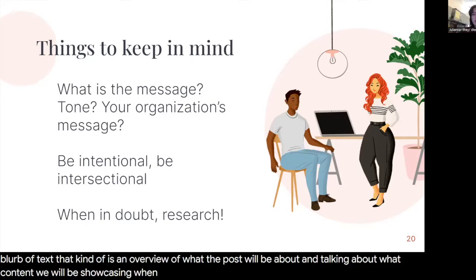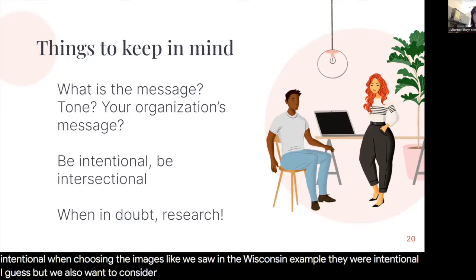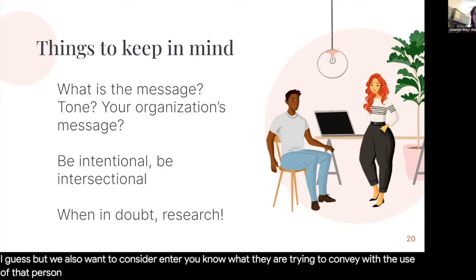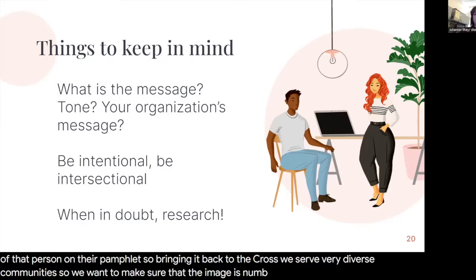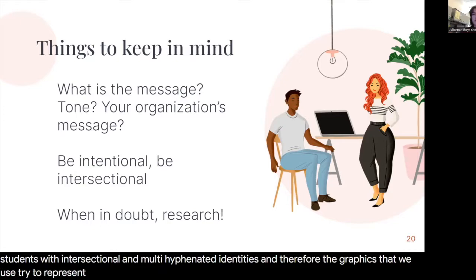When using graphics on your flyers or your content, be intentional when choosing the images. Like we saw in the Wisconsin example, they were intentional, I guess, but we also want to consider what they are trying to convey with the use of that person on their pamphlet. So bringing it back to The Cross, we serve very diverse communities. We want to make sure that the images we are using reflect that. We serve students with intersectional and multi-hyphenated identities, and therefore the graphics that we use try to represent those communities, especially QTBIPOC, which stands for Queer, Trans, Black, Indigenous People of Color.